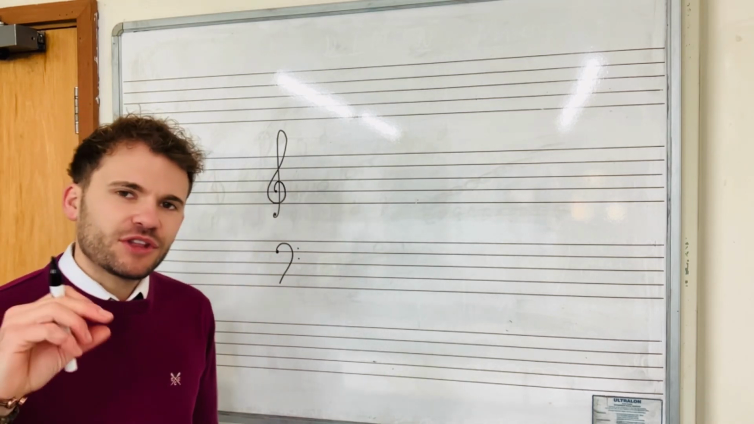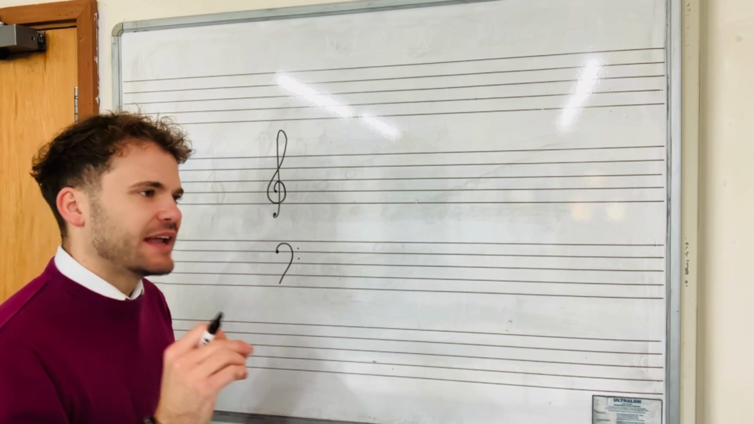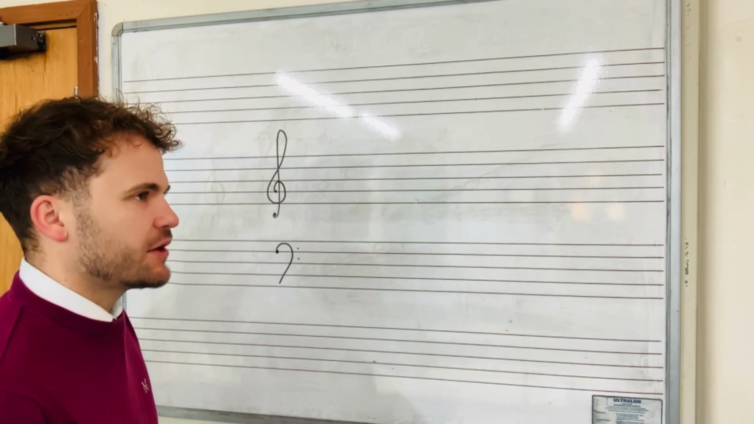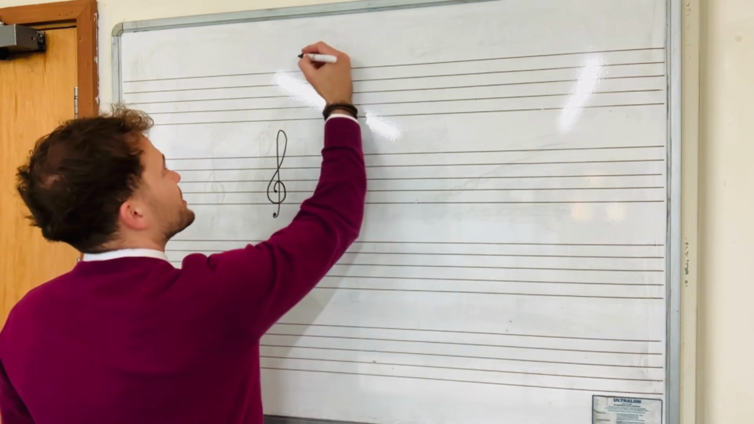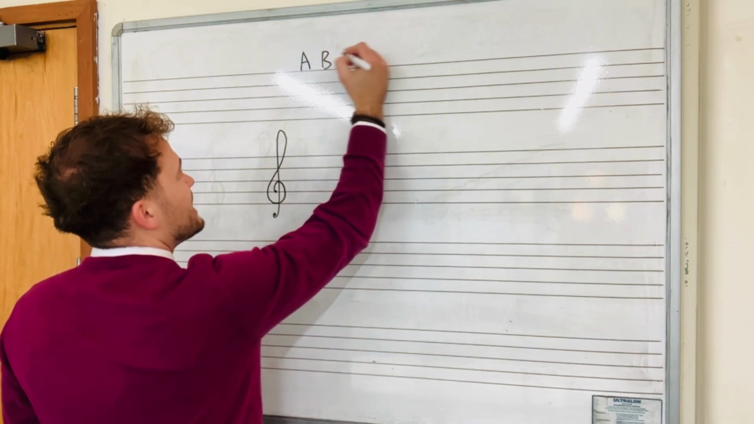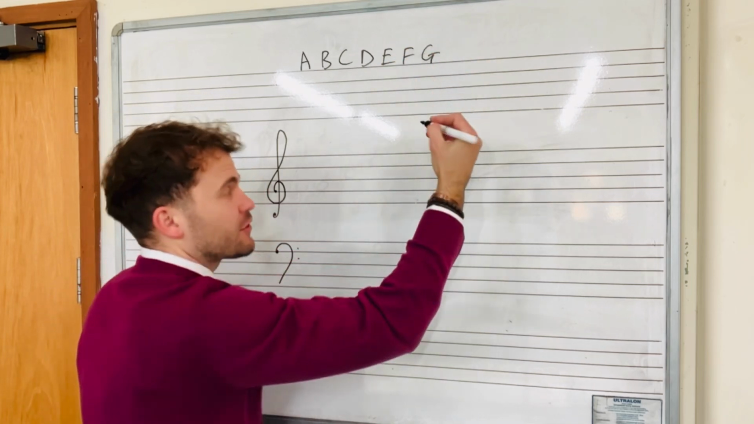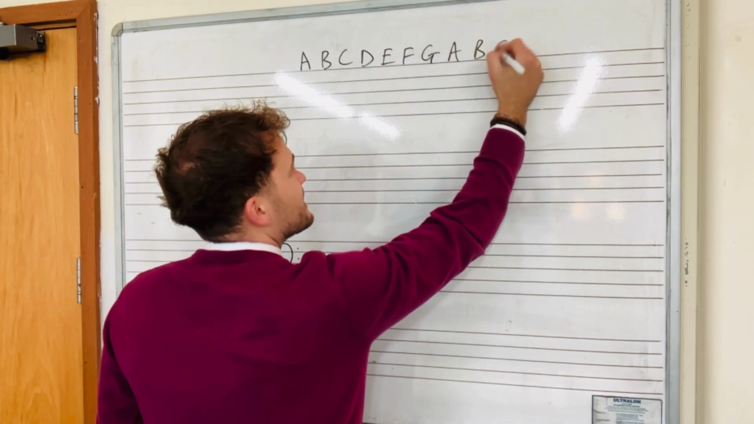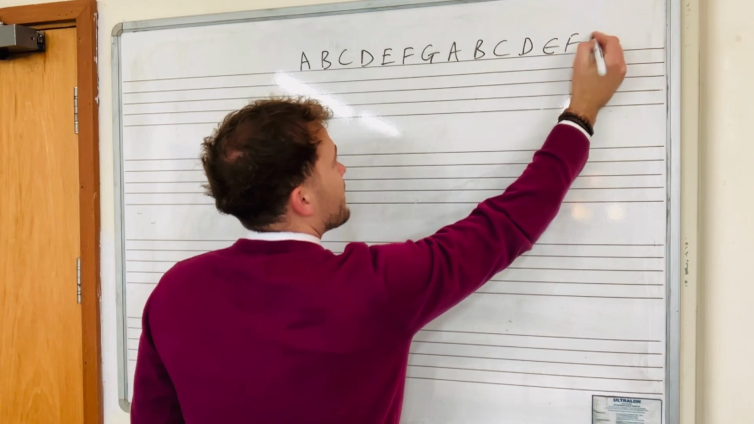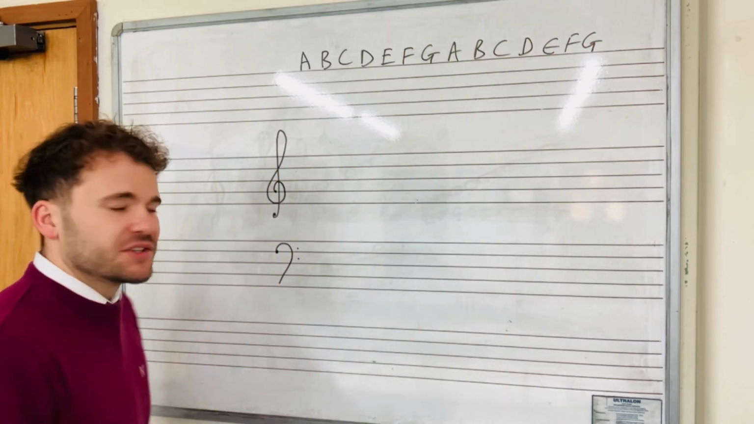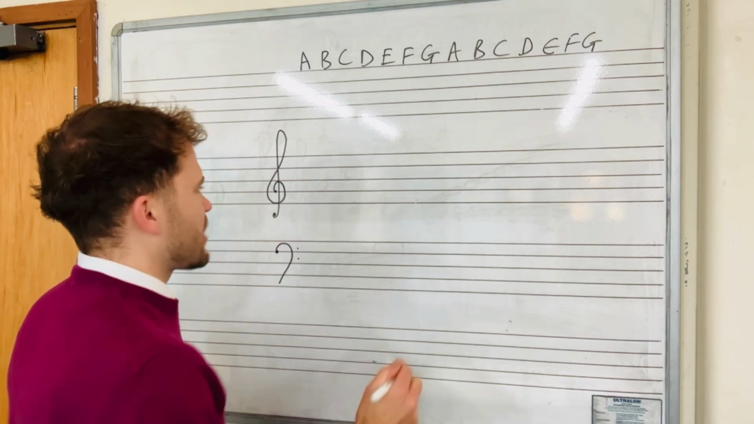So, looking at the notes of the treble and bass clef, we have this thing in music called the musical alphabet. All of the notes fall into these notes here. A, B, C, D, E, F, G, and then it repeats. A, B, C, D, E, F, G, and so on and so forth, as high as you like, as low as you like. So, let's add on the notes of the treble clef.